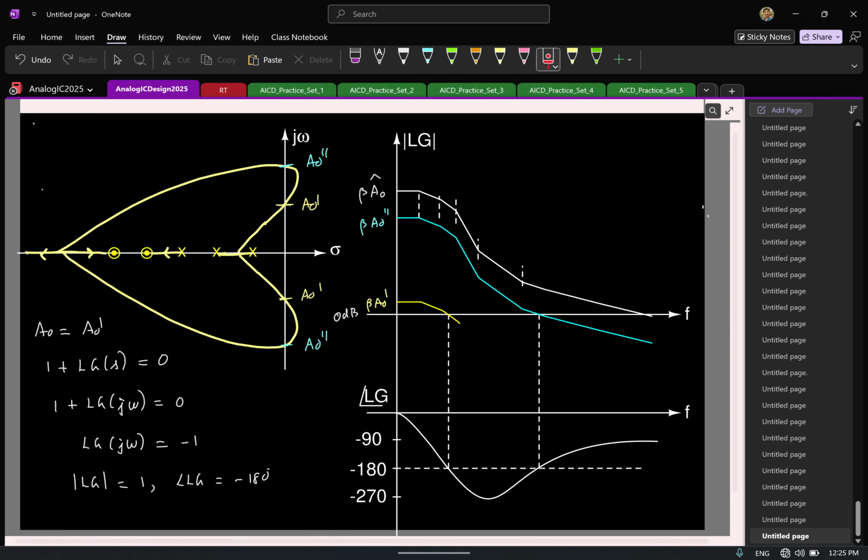And again, why is this point relevant for me? Why am I looking at this value of DC gain A0 double prime? After that, the system is stable. So the danger region is between A0 prime and A0 double prime. Correct? Any DC gain I have between A0 prime and A0 double prime will result in a corresponding magnitude plot somewhere here. This is going to be my unstable region.